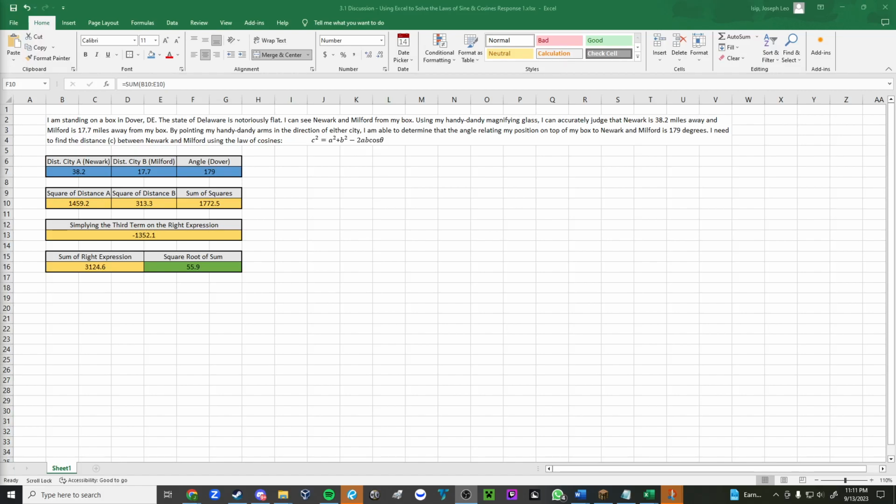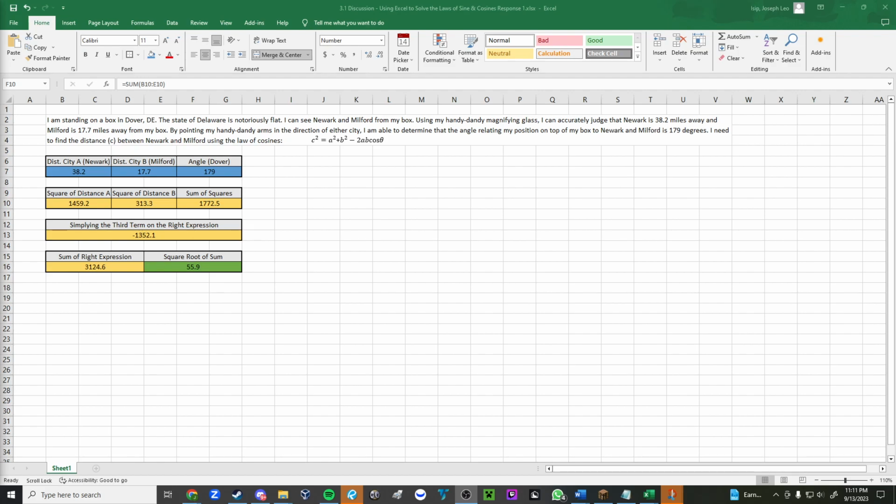Hello class, I've created an application similar to D'Artagnan's which finds the distance between two cities based on the distance between the cities and the angle of where I am positioned. So here is the prompt for this application. I am standing on a box in Dover, Delaware. The state of Delaware is notoriously flat.